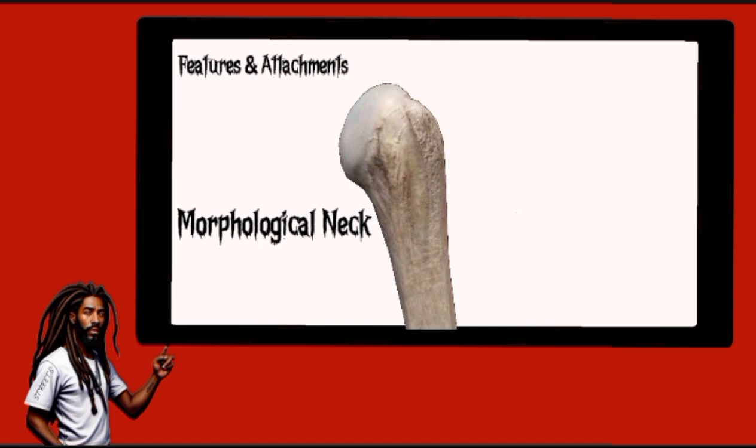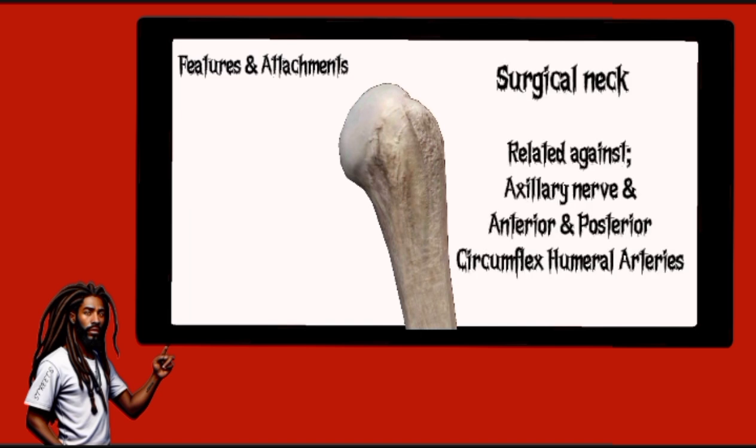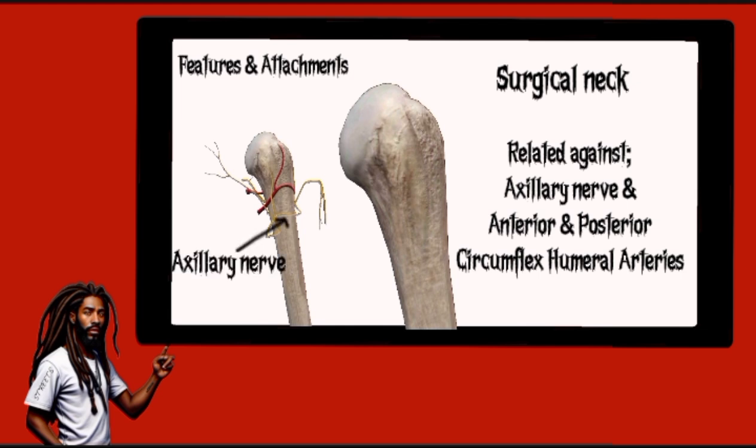Now one good thing about the surgical neck is that it is at this region that this bone is placed against a nerve that is known as axillary nerve and some other vessels like the anterior and posterior circumflex humeral vessels. So at this region, if the bone break at this region, if it cause wahala, it go fit damage those nerve and arteries.